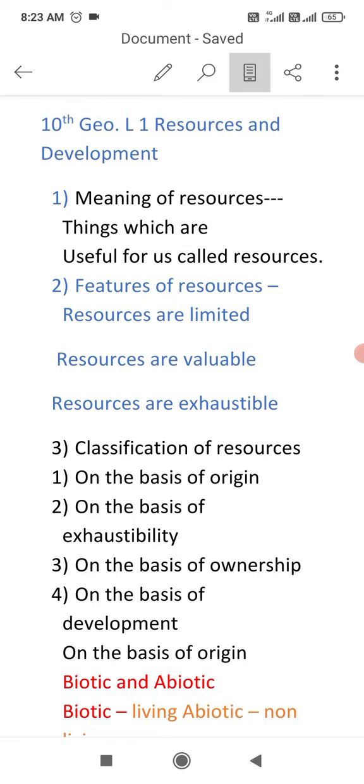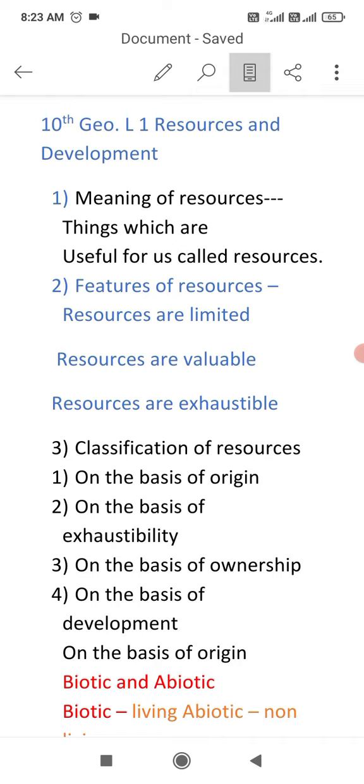In 10th class, today we are going to start lesson number 1, Resources and Development. First of all, we are going to read about the meaning of resources. Meaning of resources: things which are useful for us are called resources. I hope you got the point.